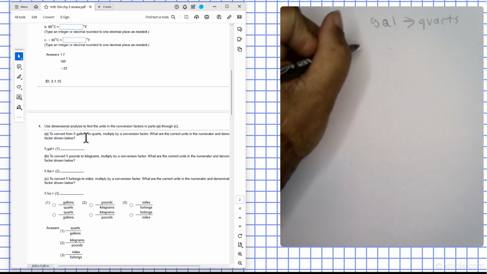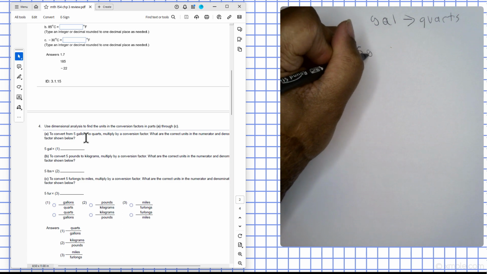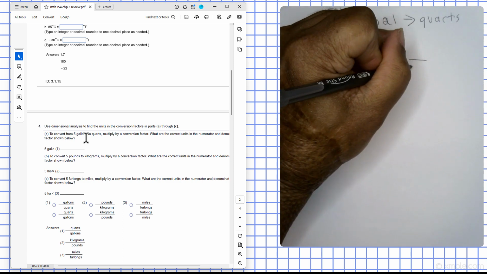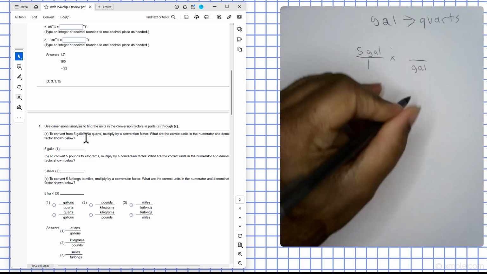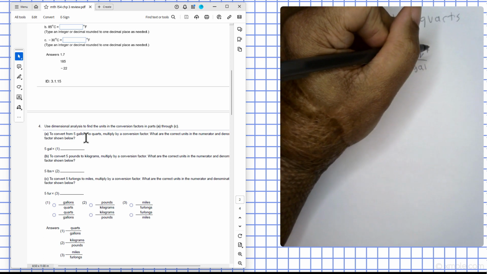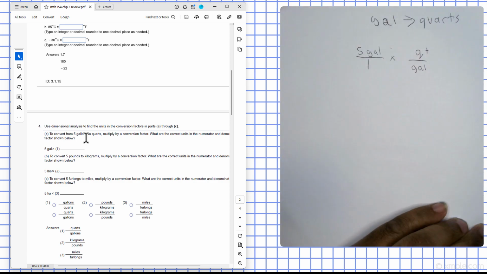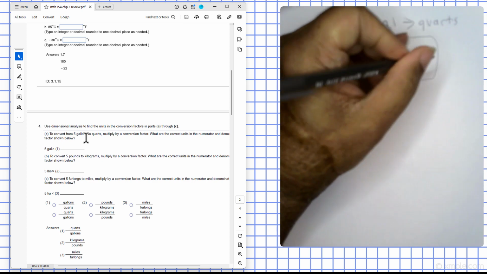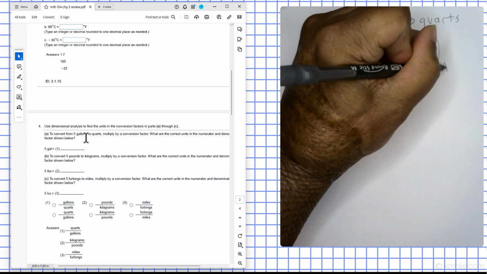So if I have, for example, 5 gallons, and I want to get rid of gallons, I create a cancellation so that it cancels out, and I can replace it with quarts. What are they looking for as the factor here? The answer is quarts to gallons. That's our answer for the first part, the factor.